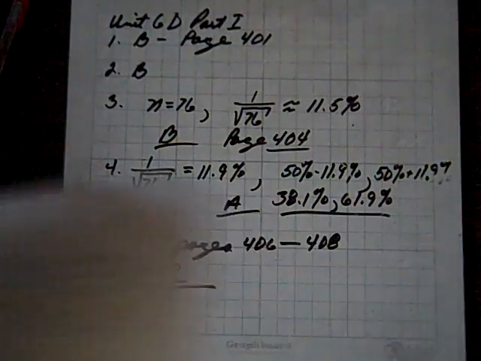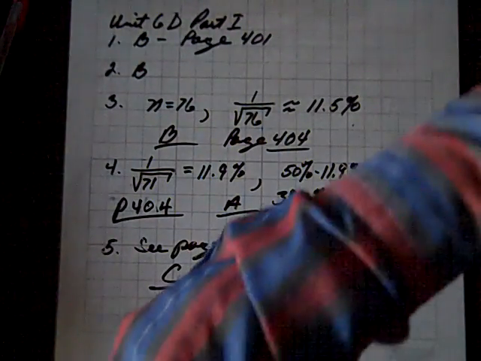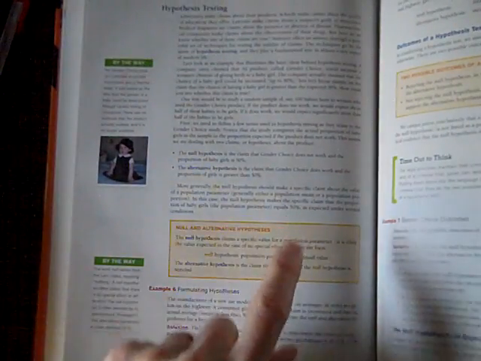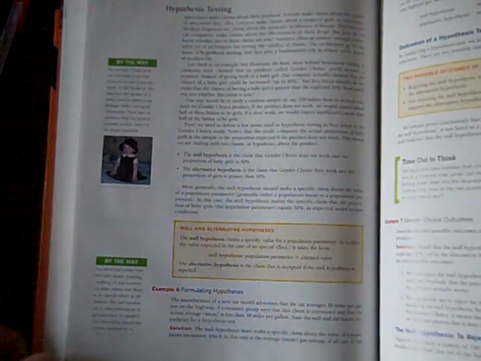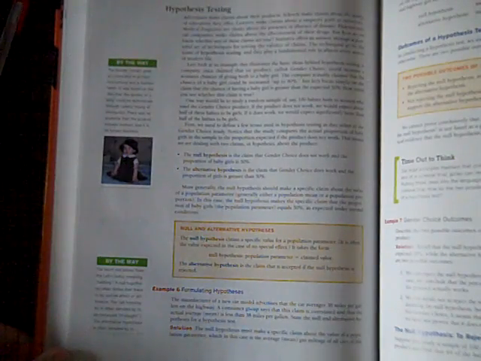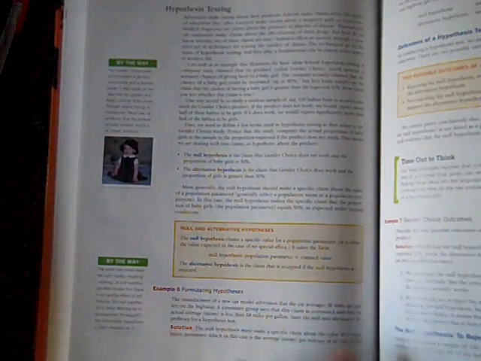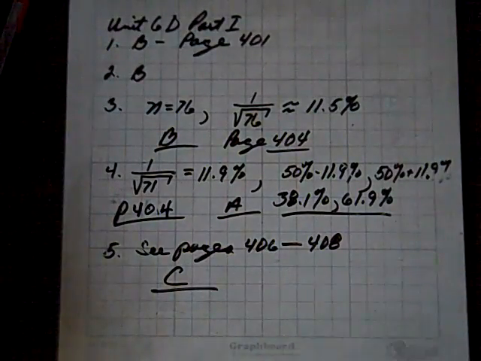Now for 5, we're talking about the null and alternate hypotheses, and that information is in the boxed item on page 406. The null hypothesis corresponds to what is claimed, and the alternative is the claim that is accepted if the null hypothesis is rejected.